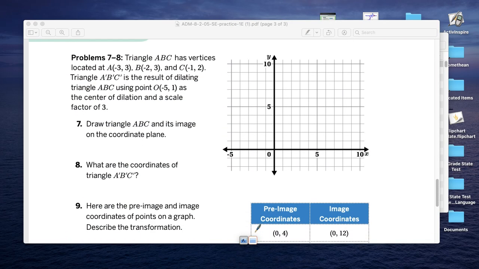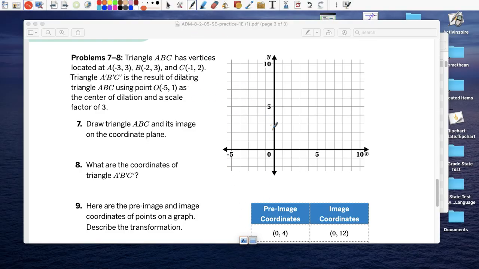Next one. Finally, triangle ABC has vertices, okay? Triangle A prime, B prime, C prime is the result of dilating the triangle using point O, the origin, and a scale factor of 5, and 1. So let's first of all plot the triangle. Negative 3 and 3. 1, 2, 3. 1, 2, 3. So that's point A.